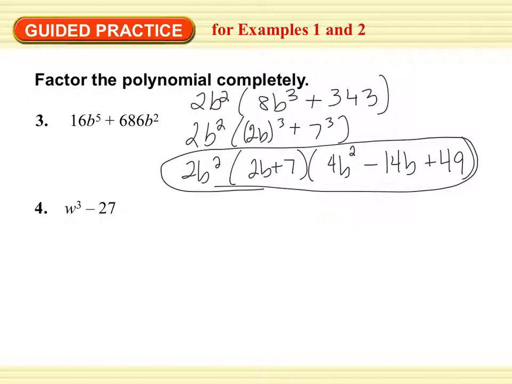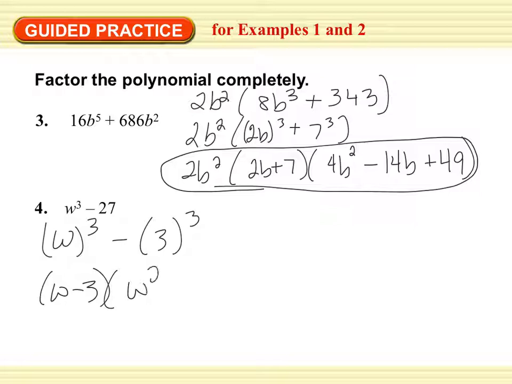Oh, number 4 is a simple difference of cubes. Yay. w is a and b is 3. So that gives me w minus 3, w squared, so a squared, plus a times b, plus b squared. That was refreshing.